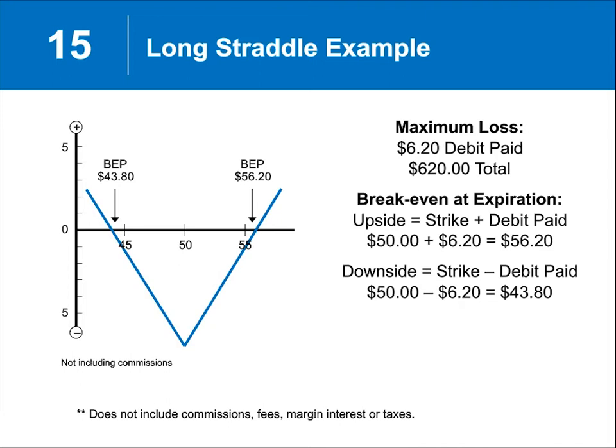If the volatility increases, both call and put prices increase, and hopefully even if the stock doesn't move the way we were looking for it to, the volatility increase will be enough to bring both prices up where we can make some money. So we're looking again for a big increase in the stock or a big increase in the volatility. Now take a look at the chart we have here. You see the two break-evens. You see that deep V right at 50. That's where we lose all of our money. We have two break-even points, and the most we can lose is the $6.20 debit.